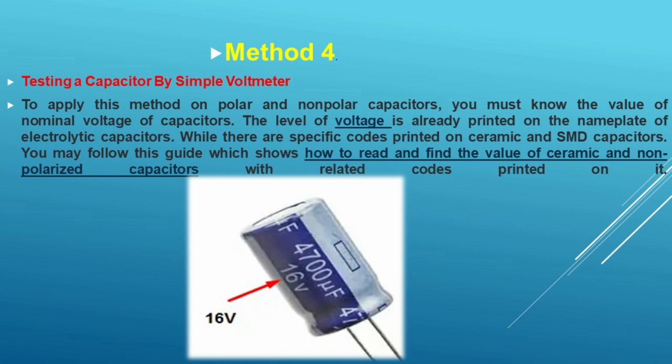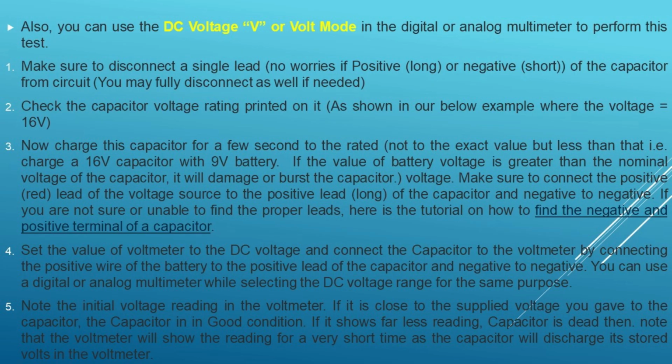Note the reading and compare with the following results. Shorted capacitor: a shorted capacitor will show very low resistance. Open capacitor: an open capacitor will not show any movement, deflection, on the ohm meter scale. Good capacitor: initially, it will show low resistance, and then gradually increase toward infinity. It means that the capacitor is in good condition.